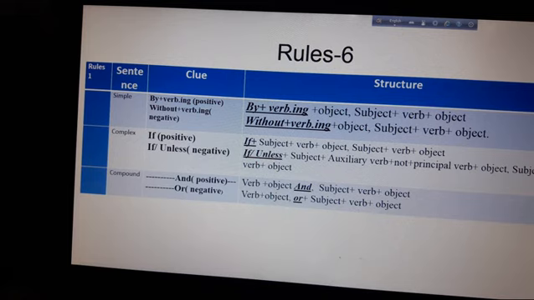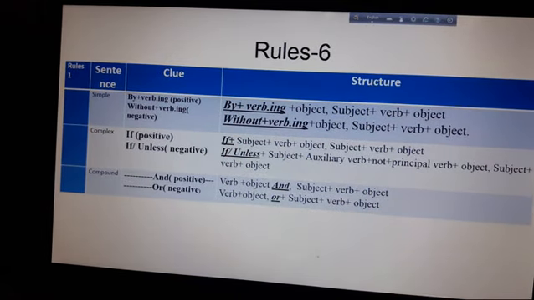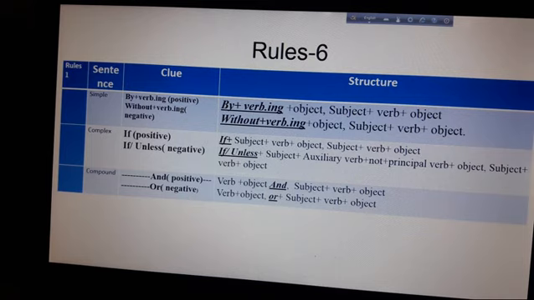In a compound sentence, verb plus object. If positive, there is use of only and, and for negative you can use or. So it is very important to know about this, because all these items are very important. In the complex sentence there is use of if. In the simple sentence, without if, there is use of by plus main verb plus ing, for if plus positive. If unless or if there is a negative sentence, for that reason in a simple sentence you can use without plus verb ing. Okay, in a complex sentence, and for positive, or for negative.